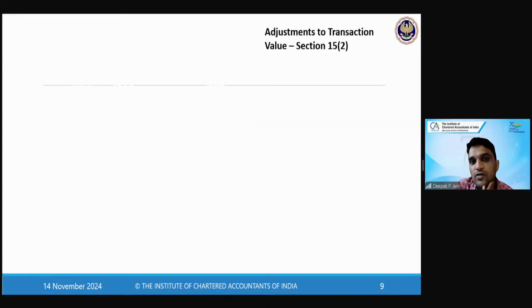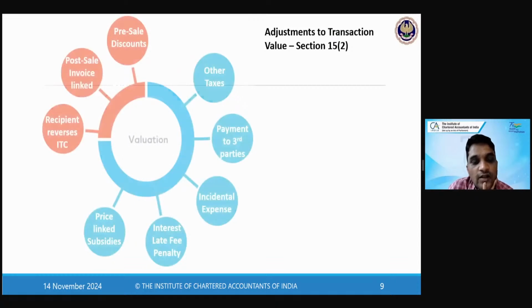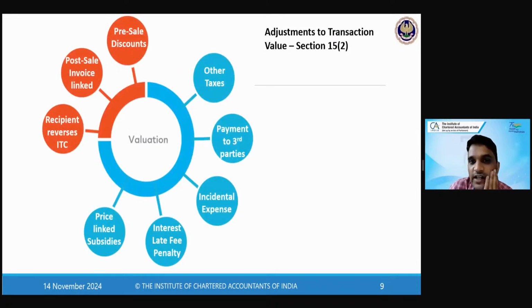Now we will talk about adjustment to the transaction value, saying, okay, 15.1 satisfied, you are not related, but some compulsory adjustments have to be done. What is that? All this blue is additions and all this orange is deletions. What are these additions? Any other taxes other than GST have to be added. Any payment made to a third party has to be added. Any incidental expenses like packing charges, alteration, transportation charges, testing charges, lab charges, which I incurred because the customer wants quality control. So he's saying that whatever product you're selling, you have to do the testing and give it to me. So I will charge that testing also to the customer.